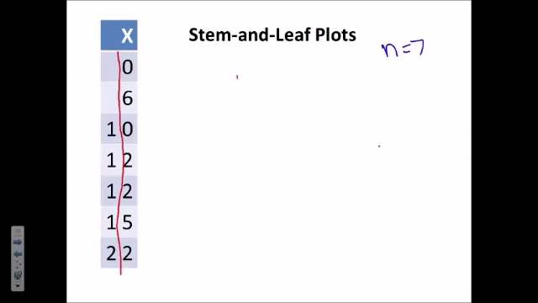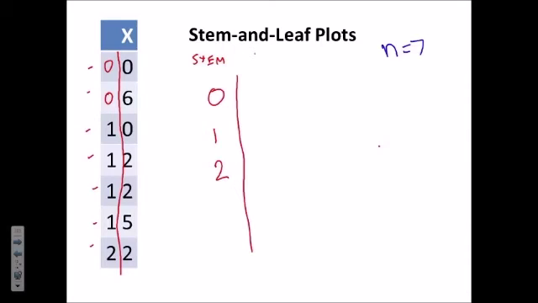And you look on the left side. If there's nothing there, you put a 0. On the left side, what you have are called the stems. So the stem goes on the left side of your picture, and the stems are 0, 1, and 2. So you put 0, 1, and 2 for the stems.